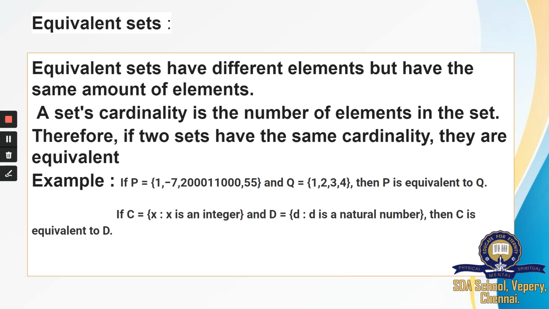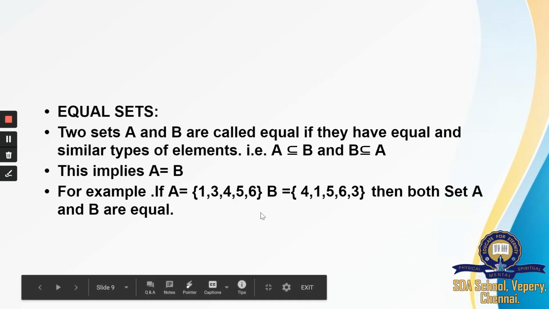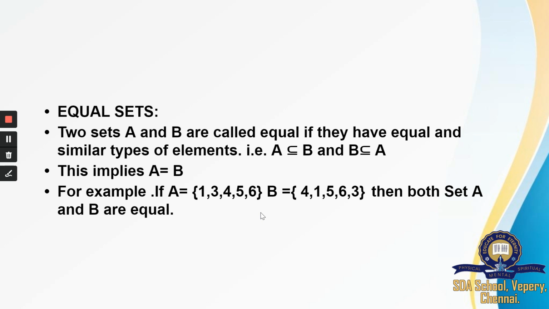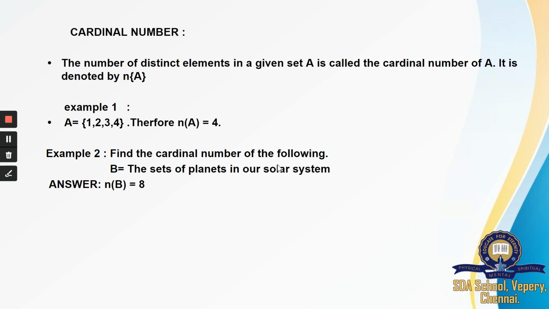So the only difference between equal and equivalent sets is that equal sets have the same number of elements as well as the same type of elements, I mean to say. Whereas an equivalent set only has the same number of elements, they may not necessarily have the same elements. Elements may differ, but their cardinality, which is nothing but the number of elements, will remain the same. I hope I'm clear enough.